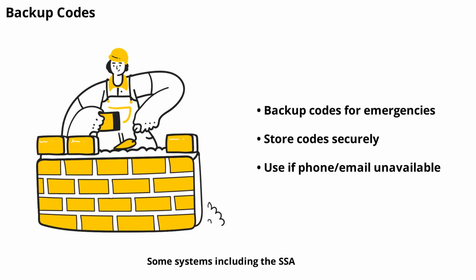Some systems, including the SSA, may offer backup codes as an additional safety net. These are one-time use codes you can use if you lose access to your phone or email. It's a good idea to save these codes in a secure location, such as a password manager or a locked drawer, so you can always access your account if needed.